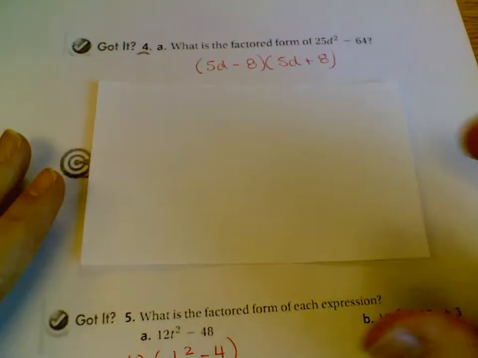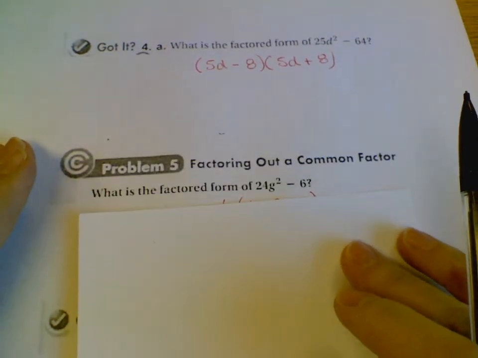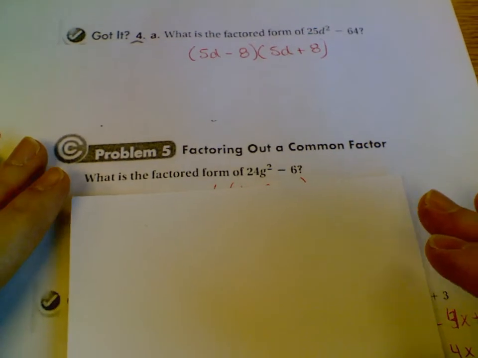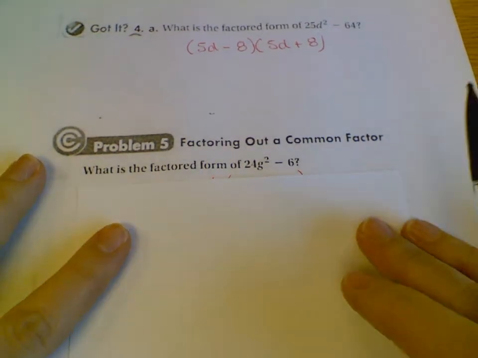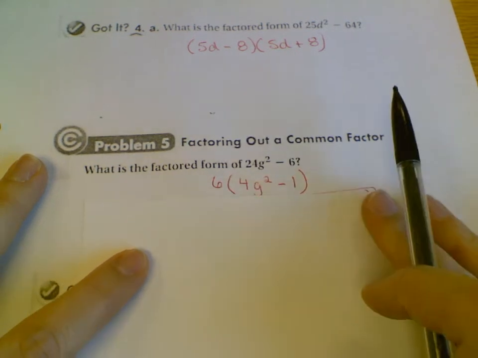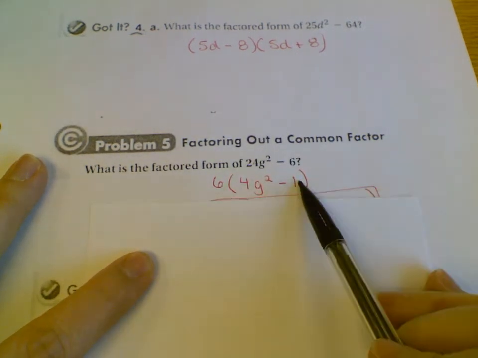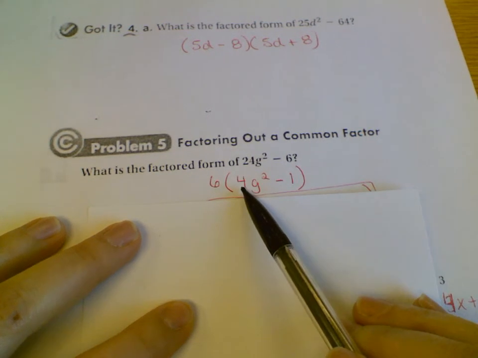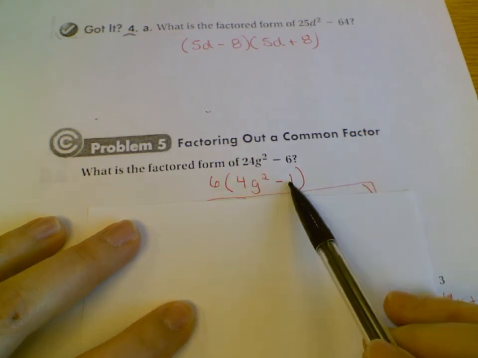Alright, so the last problem is just putting all the pieces together. So remember that your first step always is looking for a greatest common factor. So is there a number I can divide 24 and 6 by? Yes, 6. So I'm going to take that 6 out first. Then notice that I have two terms left. 4 is a square and 1 is a square.